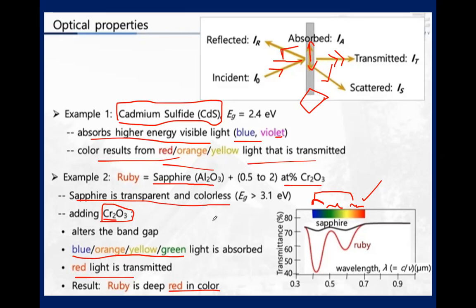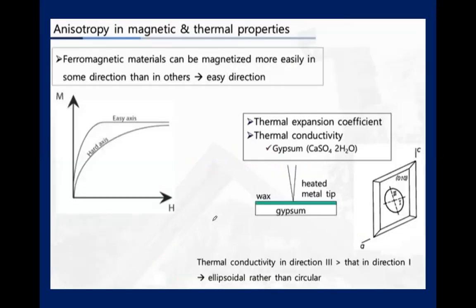Okay, so the ruby is also same. It gives out the red color, right? But this red color is also not isotropic, right? Depending on the crystal orientation, you can see the strength of this color, right?